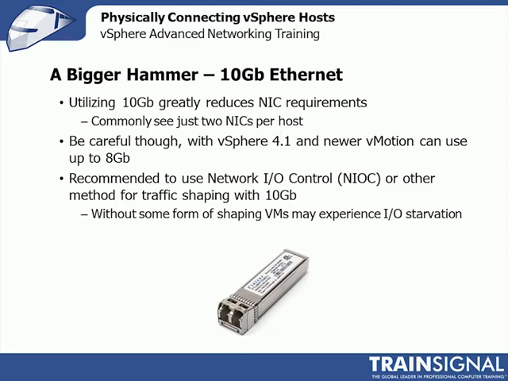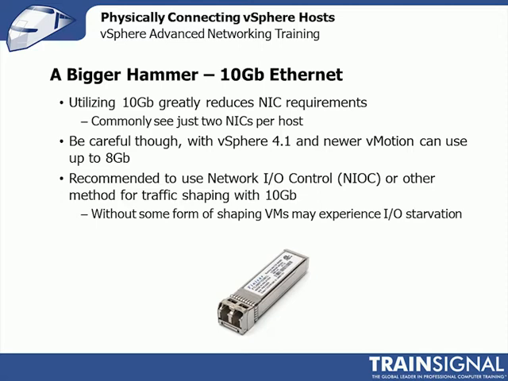For one, with vSphere 4.1 and newer, vMotion can use up to 8 gigabit. If it sees a 10 gig NIC, it'll fire off 8 vMotions at a time and use 8 gigabit. Well, what if I'm doing iSCSI or NFS over that as well? And VM traffic. You have the chance of I/O starvation, so we want to use things like network I/O control or other methods for traffic shaping. And we can do that. We'll talk about network I/O control in a later lesson.